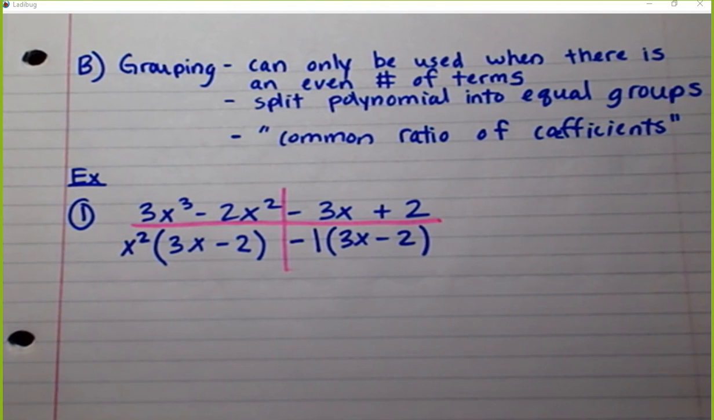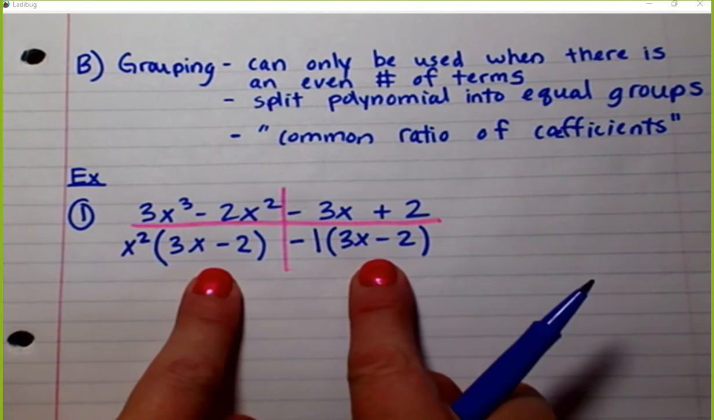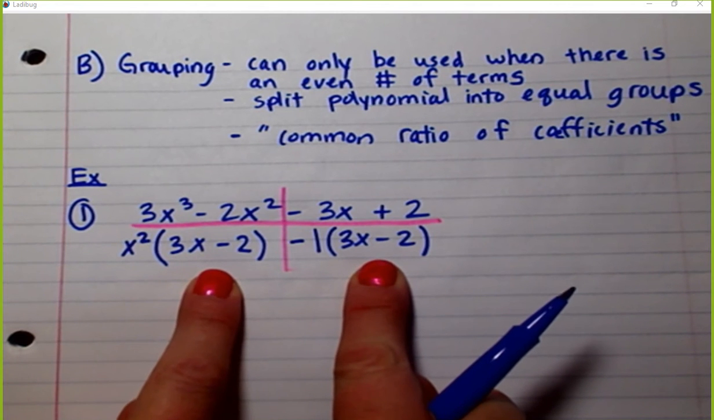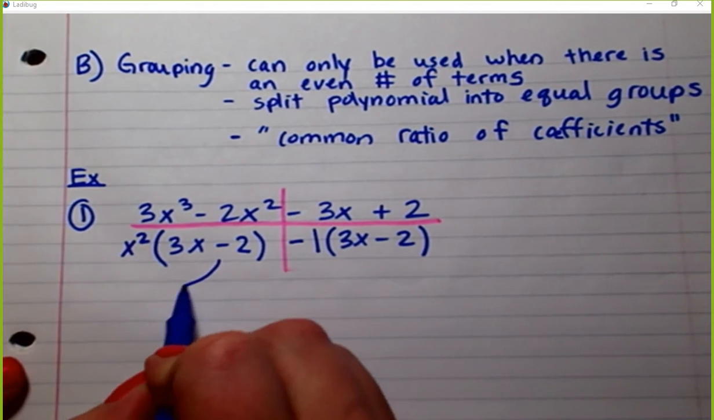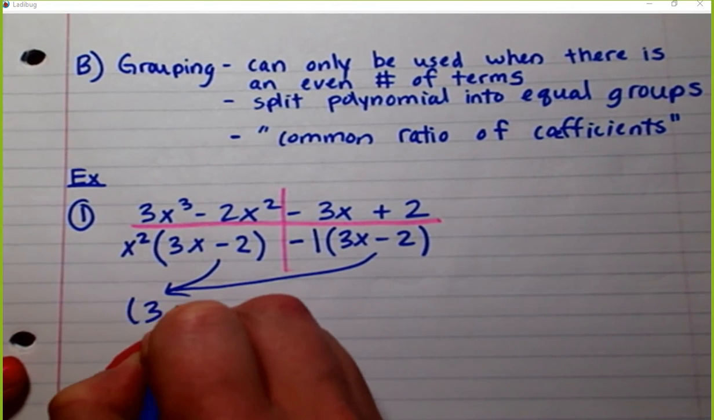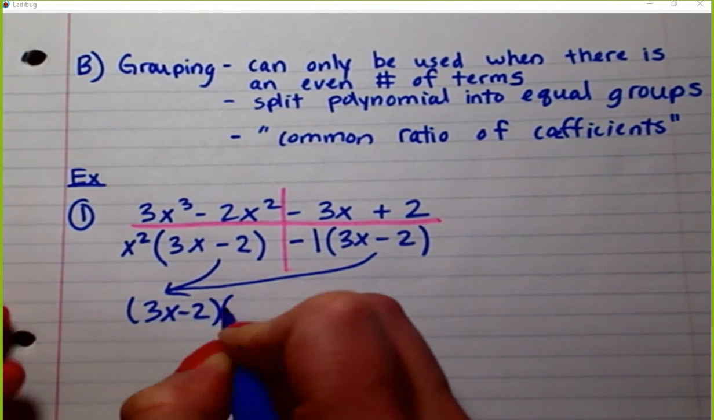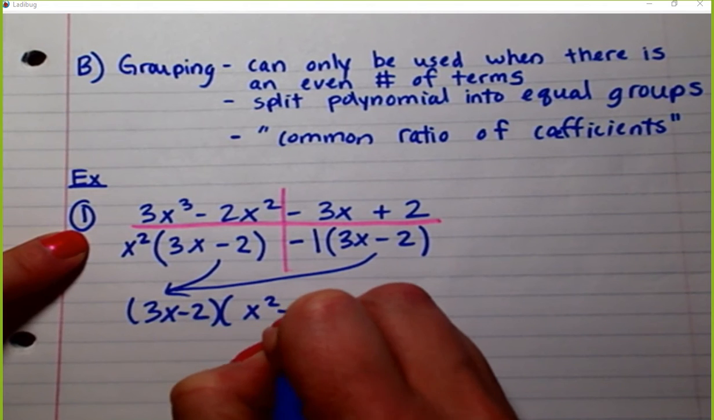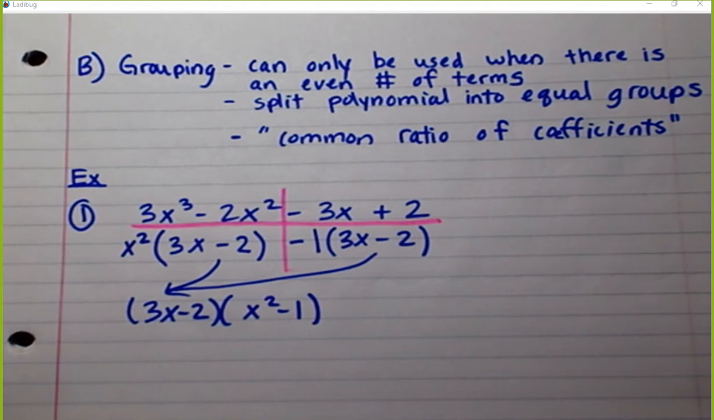If done correctly, you'll see the common factor, 3x minus 2. So I'm going to pull the 3x minus 2 out front as the GCF, and I'm left with x squared minus 1. That was iteration number 1 through my loop.